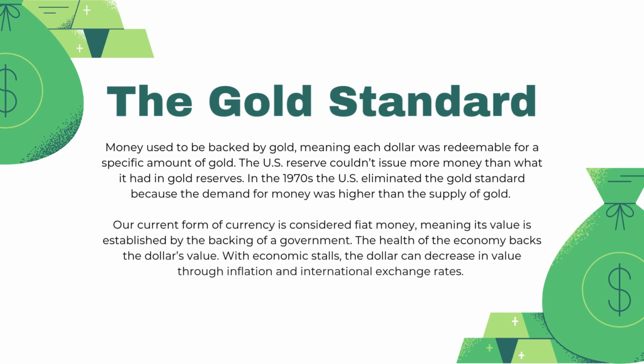The gold standard. Money used to be backed by gold, meaning each dollar was redeemable for a specific amount of gold. The US Reserve couldn't issue more money than what it had in gold reserves. In the 1970s, the US eliminated the gold standard because the demand for money was higher than the supply of gold. Our current form of currency is considered fiat money, meaning its value is established by the backing of a government. The health of the economy backs the dollar's value. With economic stalls, the dollar can decrease in value through inflation and international exchange rates.